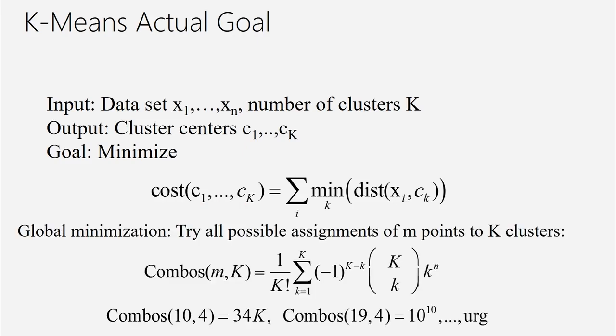Well, the problem is that we can't even figure out what assignments to make for the clusters, because we could try all possible assignments, say of m points to k clusters, and this would be great if we had only 10 points and 4 clusters, right? Because that would be only 34,000 possibilities, and we could easily run through all of them. But if we had 19 points and 4 clusters, well, that's 10 to the 10th possibilities, and that's yucky, and we can't compute that many possibilities. So k-means is an approximation. It cannot optimize this thing, because it can't even figure out what the assignments are.